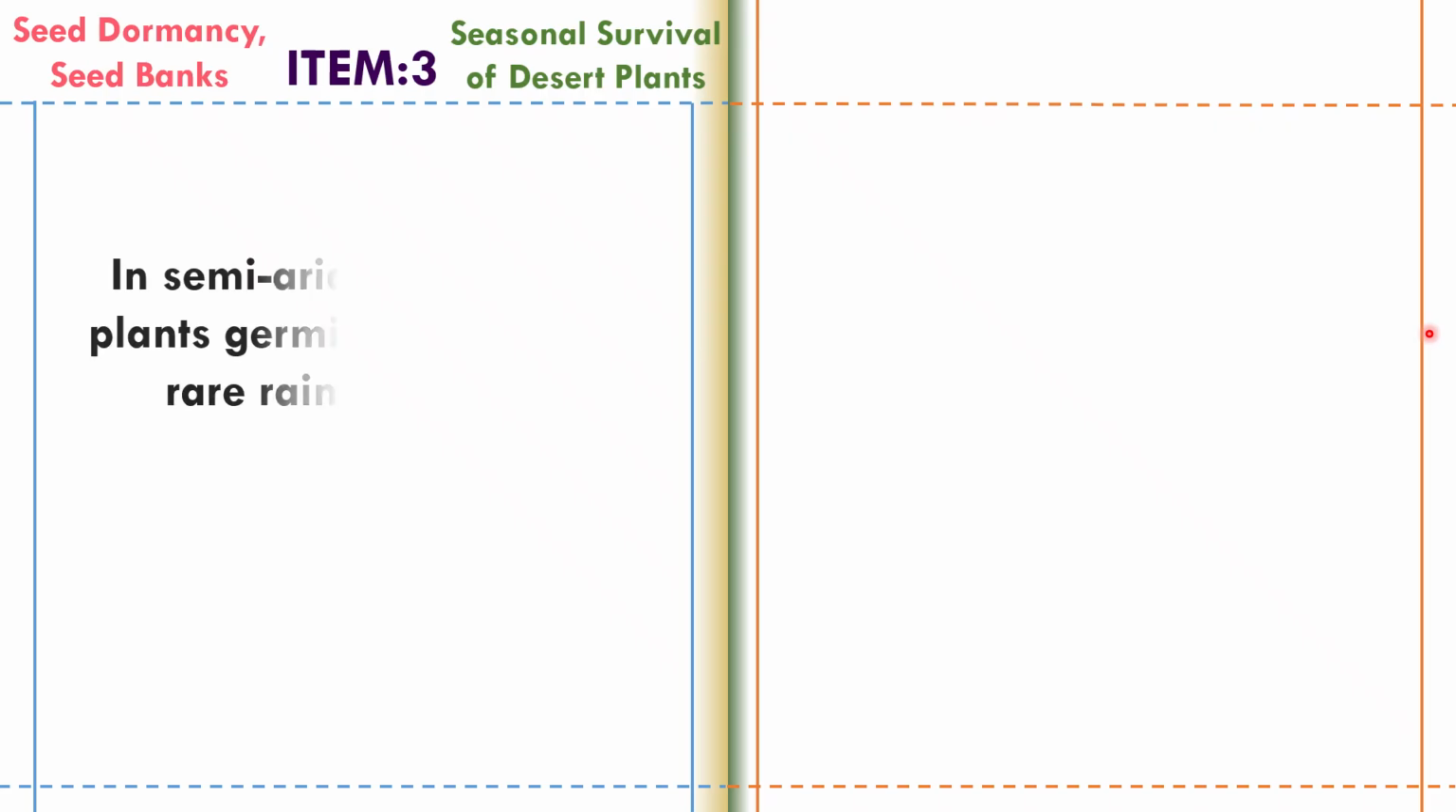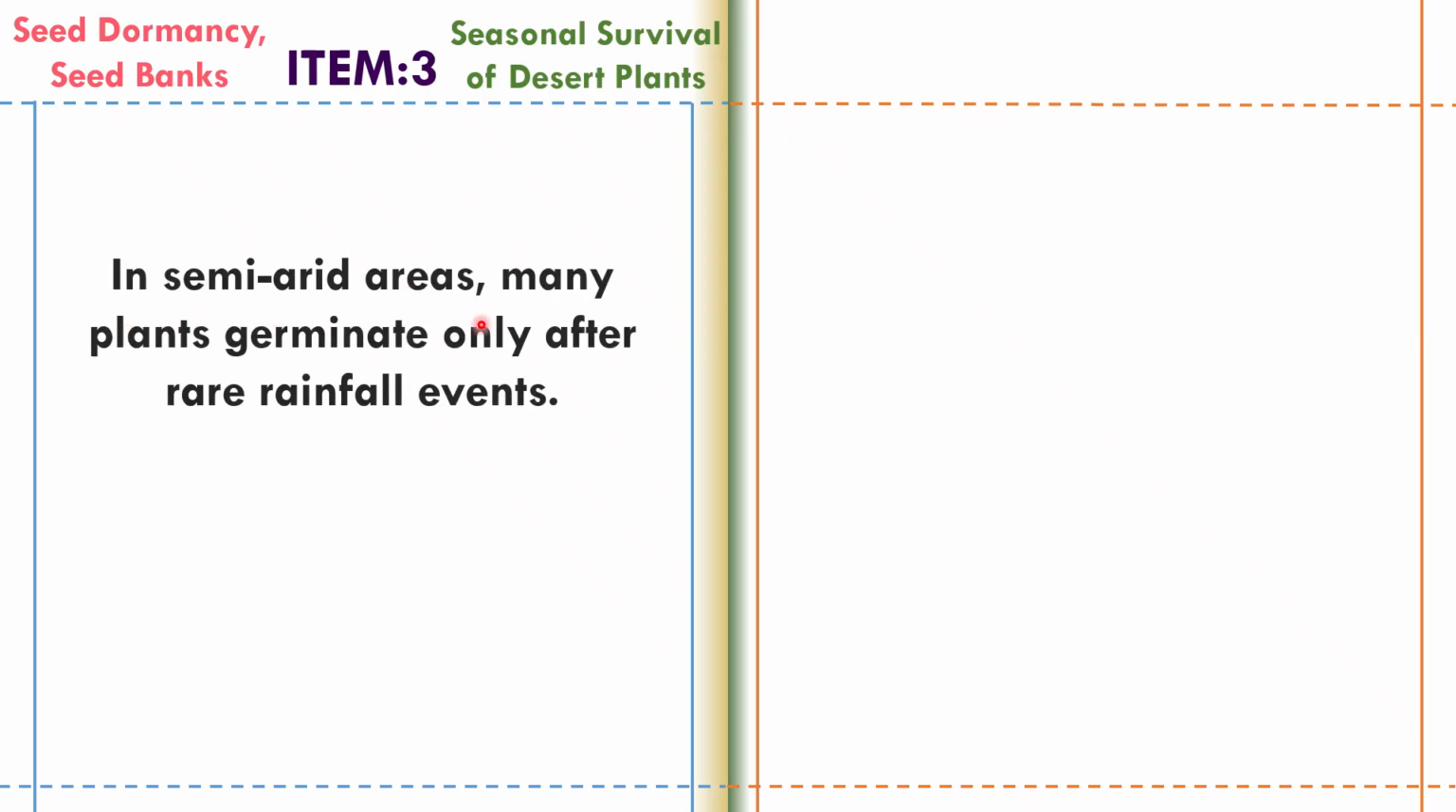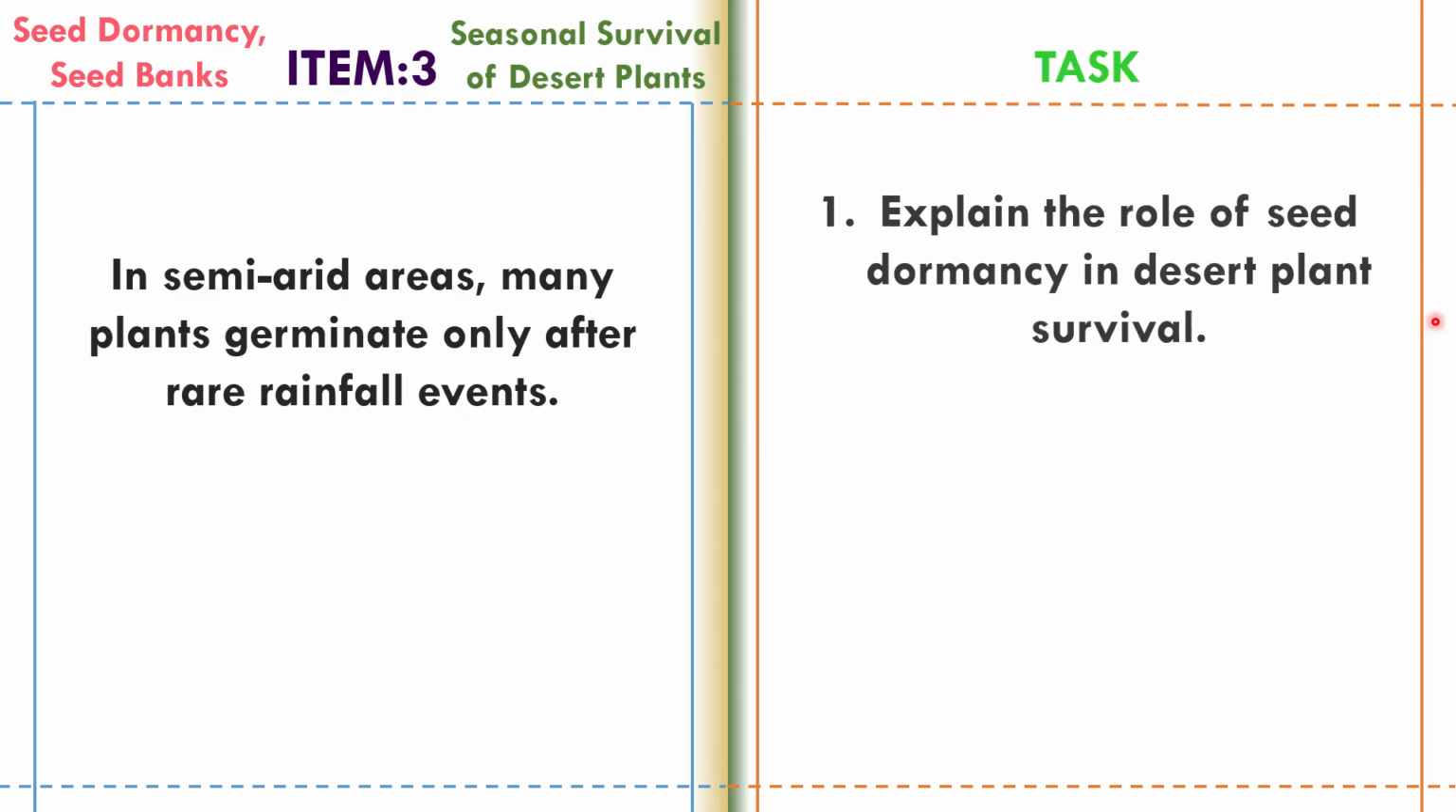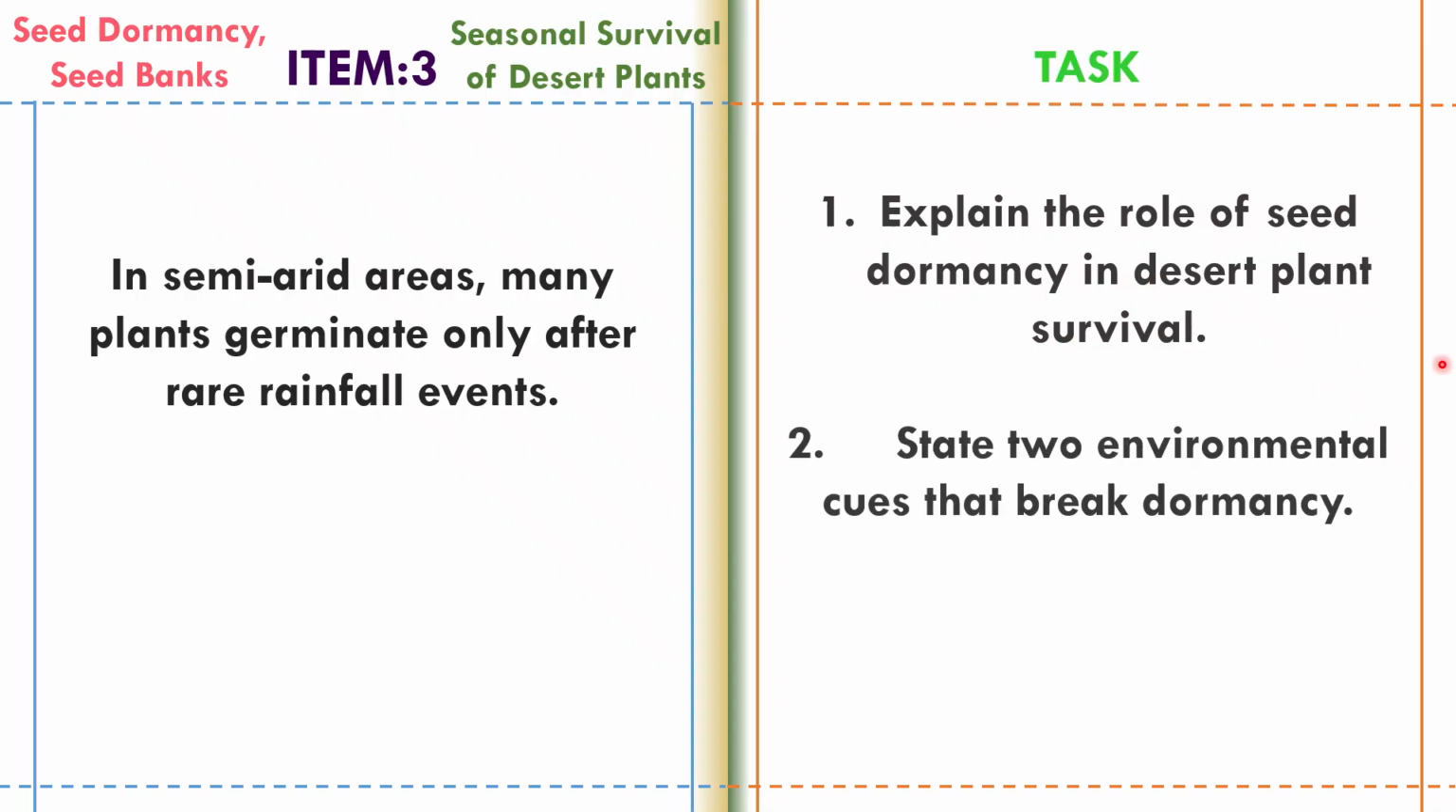Still under seed dormancy and seed bank, item 3. Here we are going to look at seasonal survival of desert plants. In semi-arid areas, many plants germinate only after rare rainfall events. Task: explain the role of seed dormancy in seed plant survival. State 2 environmental cues that break dormancy.